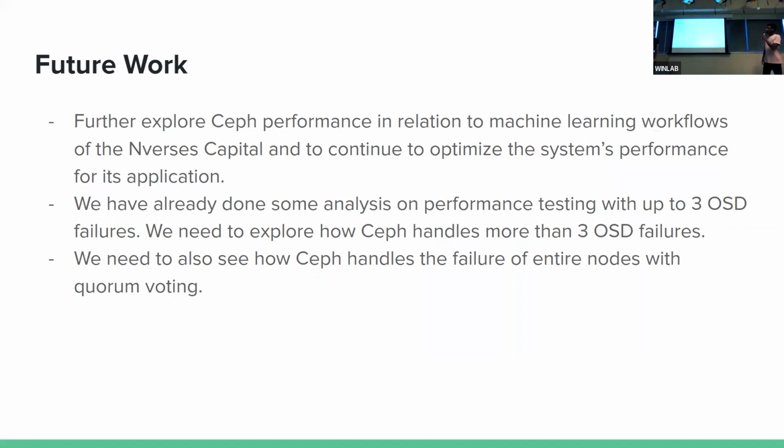So like any other project, there is always some work left to be done. Our main goals for the future would be to explore Ceph performance further and link it to machine learning, which is very prevalent nowadays. And we need to continue to optimize the system's performance for its application as well. We've already done some analysis on performance testing with up to 3 OSD failures, so we want to try that for more than 3 OSD failures to determine the resiliency of the Ceph file system. And we also need to see how Ceph handles the failure of entire nodes with quorum voting, which is a concept of Ceph.